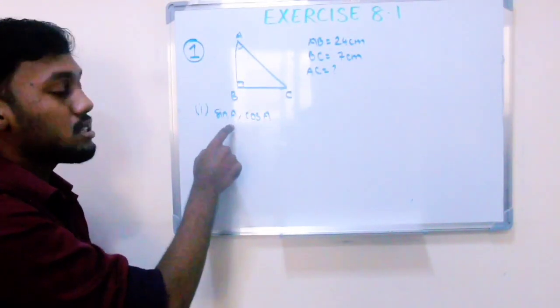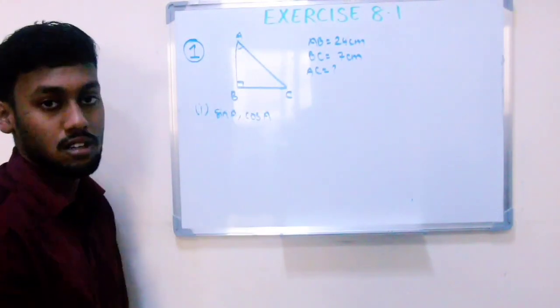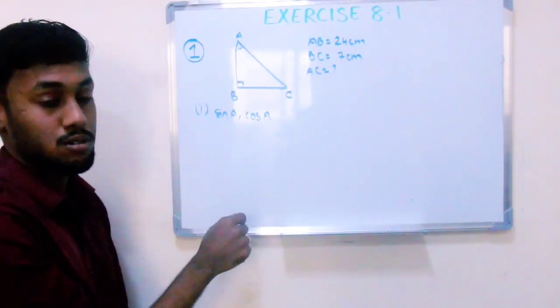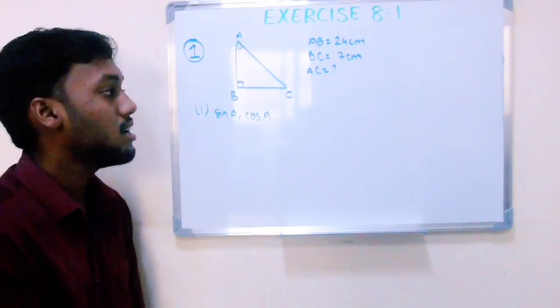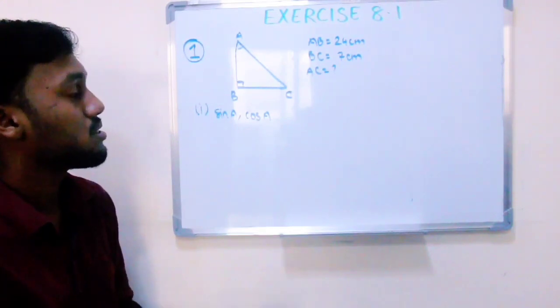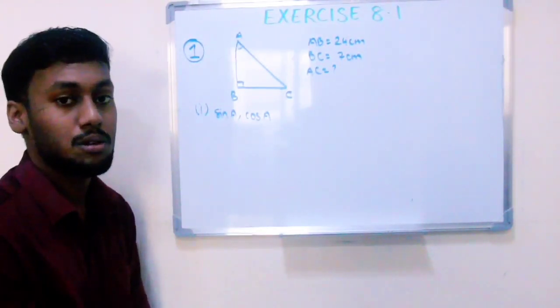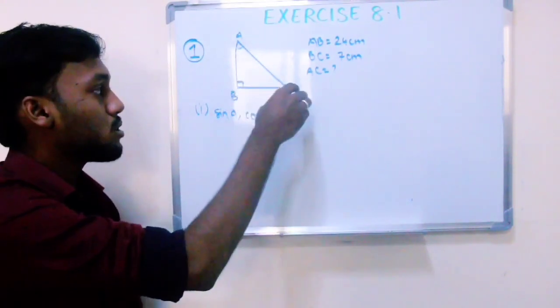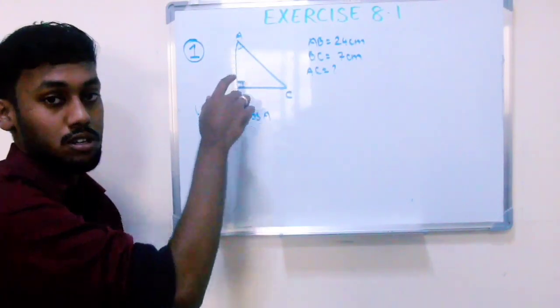So sin A means we are considering angle A. What is the opposite side here? BC. And what is the hypotenuse? AC. Is AC given? No. How do we find it? AC can be determined by using the Pythagoras theorem, the famous theorem. Now what is the Pythagoras theorem? Hypotenuse square is equal to sum of base square plus altitude square, right?